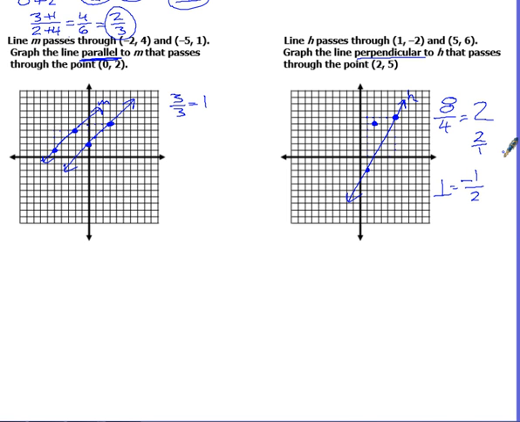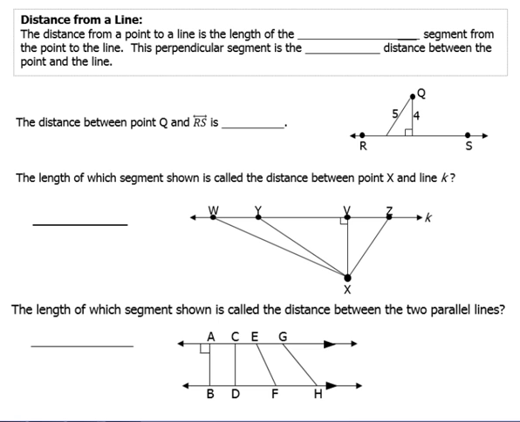So that's what I need to do from this point. Go down 1 and right 1, 2. Down 1 and right 1, 2. So when I draw this line, now they're perpendicular. Parallel slopes, slopes the same. Perpendicular slopes, opposite reciprocal. All right, and then this last little section's pretty quick.